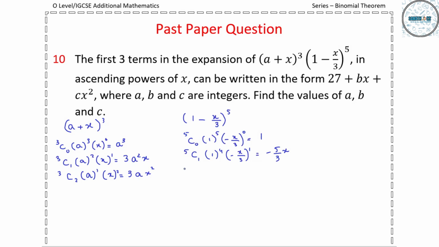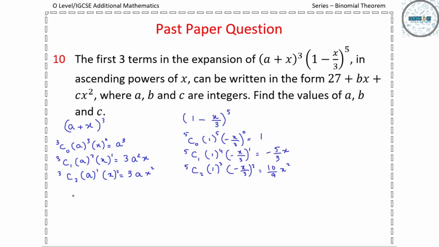The third term is 5C2, 1 with power 3, (-x/3) with power 2, which is equal to: 5C2 is 10, 1 power 3 is 1, (-x/3) squared is x square over 9. So 10 multiplied by x square over 9 is 10/9 x square.